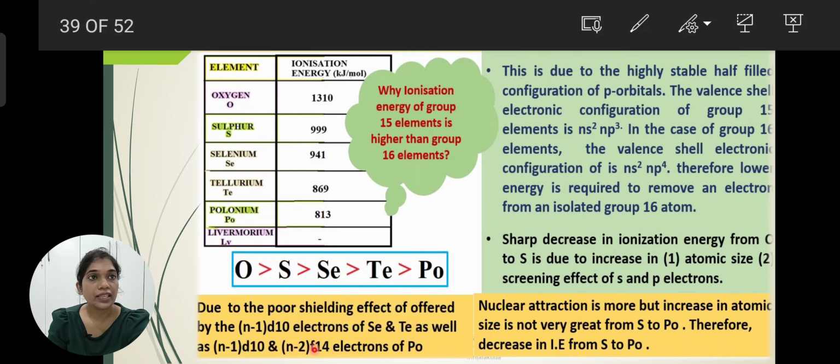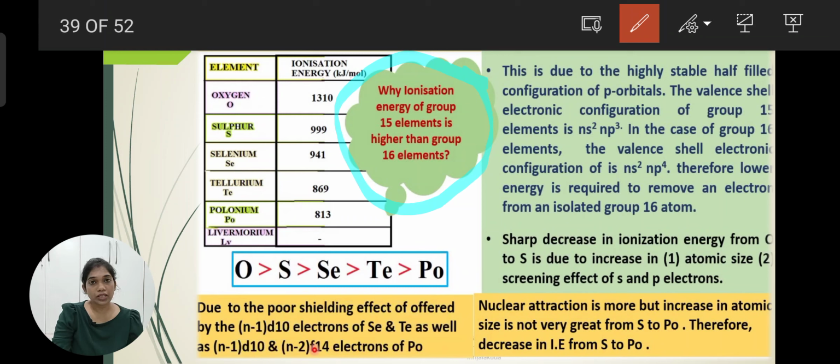So you can see that here it is saying that ionization energy for group 15, group 15 means nitrogen family, which is before oxygen family. The ionization energy of group 15 is higher as compared to oxygen family. Actually, the ionization energy of oxygen family is less as compared to nitrogen family. This is because I discussed this point in the video of nitrogen family.